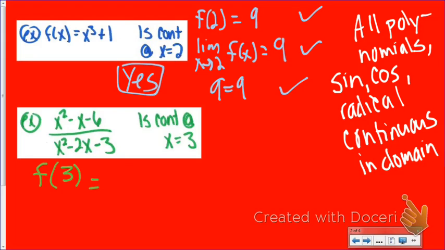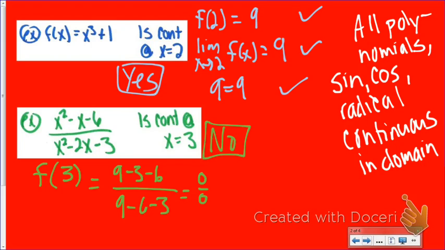So I'm going to plug in 3 to my original equation. So I'll have 9 minus 3 minus 6 divided by 9 minus 6 minus 3. And you know what's going to happen here. I'm going to get 0 over 0. Now, while that's indeterminate for a limit, we can still find this limit maybe. I cannot evaluate this function. This function does not have a value at 3. So because this is not defined, then this function is not continuous at x equals 3.